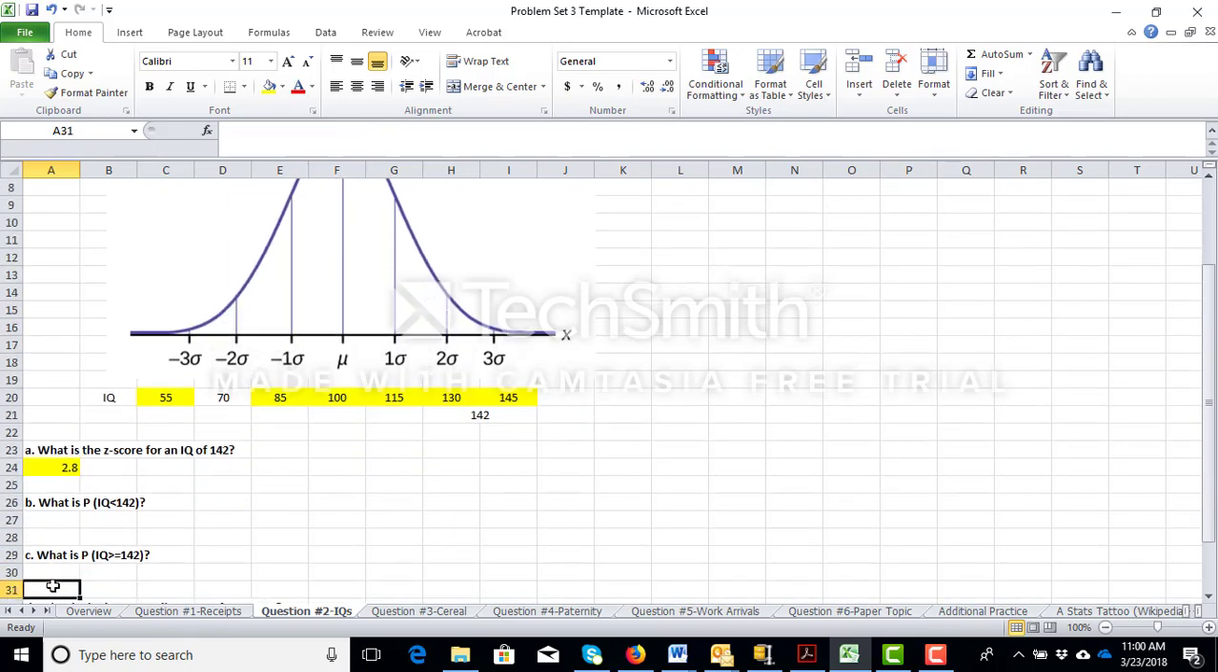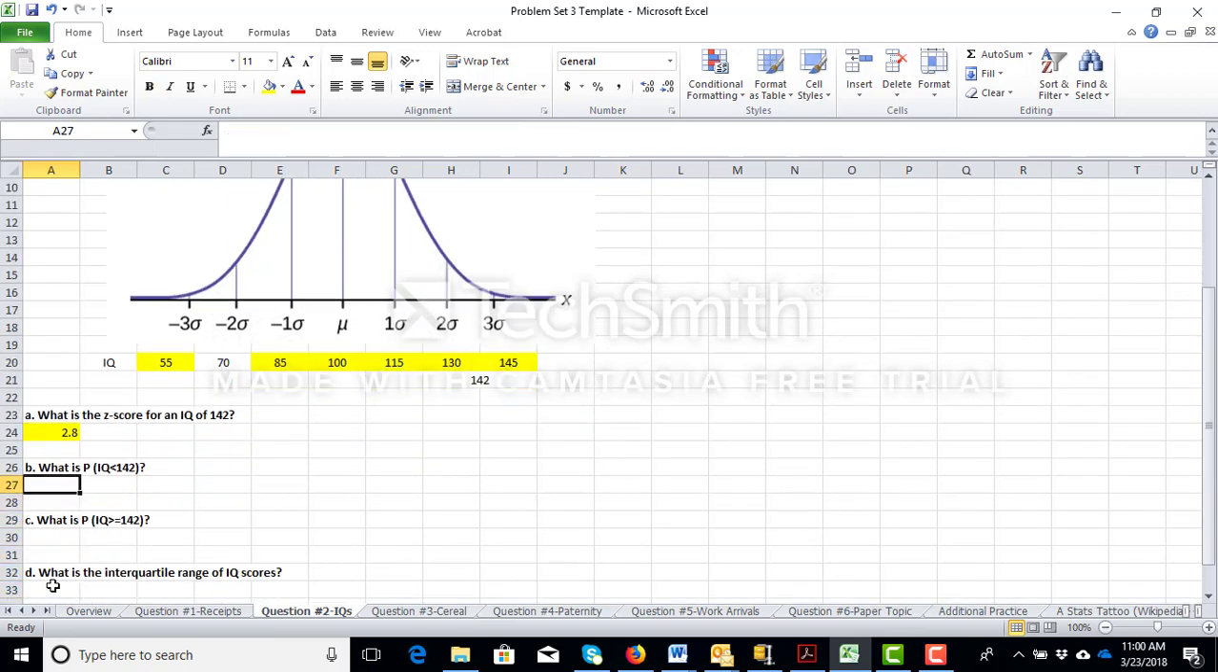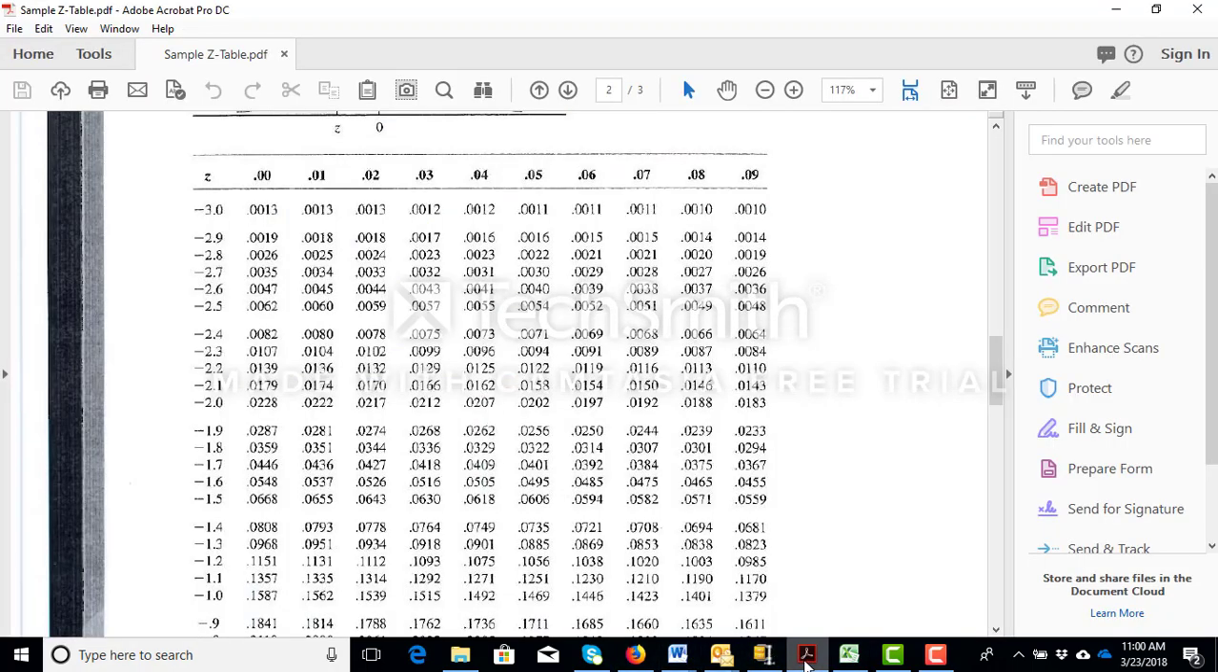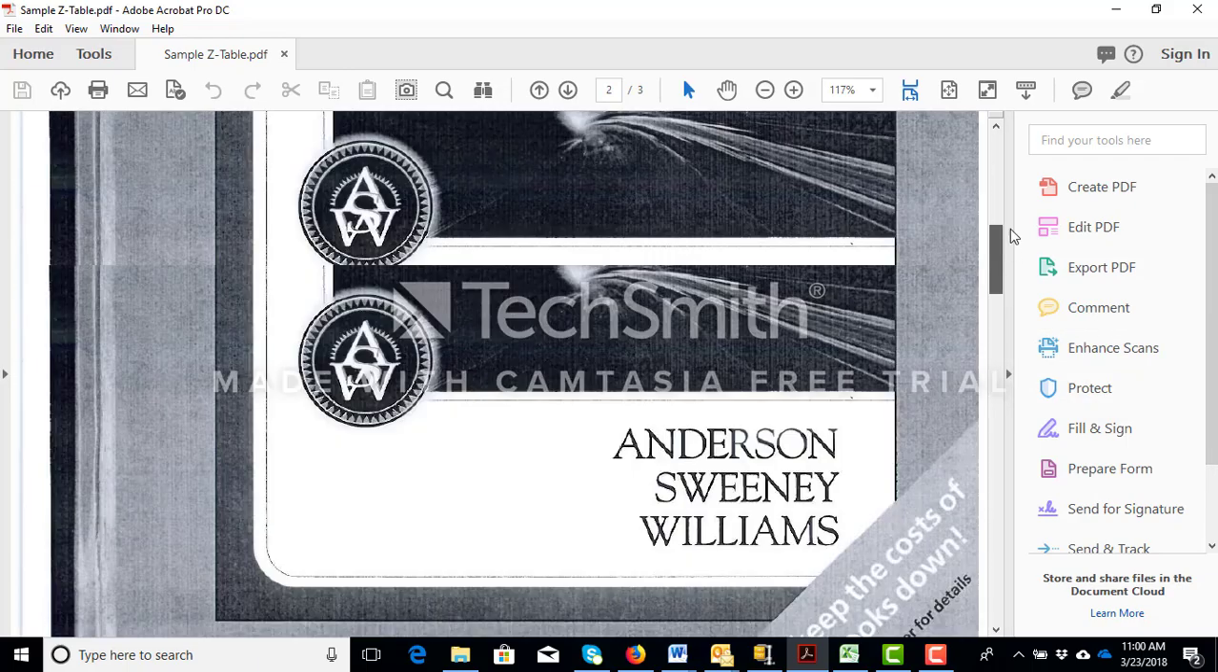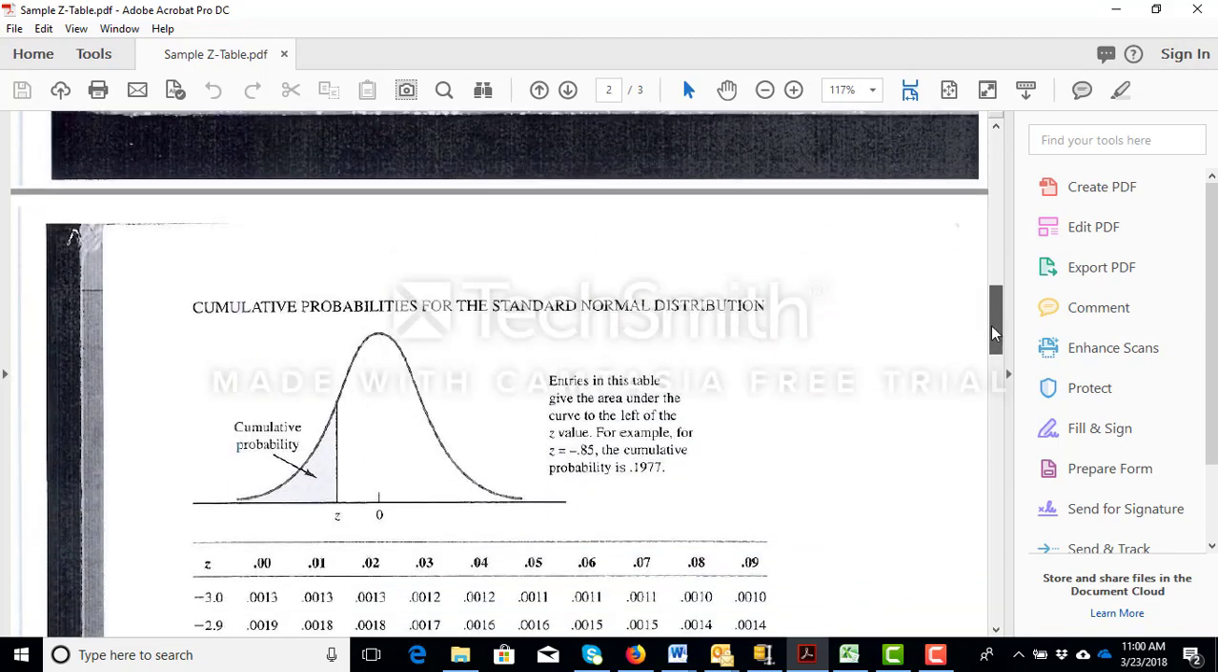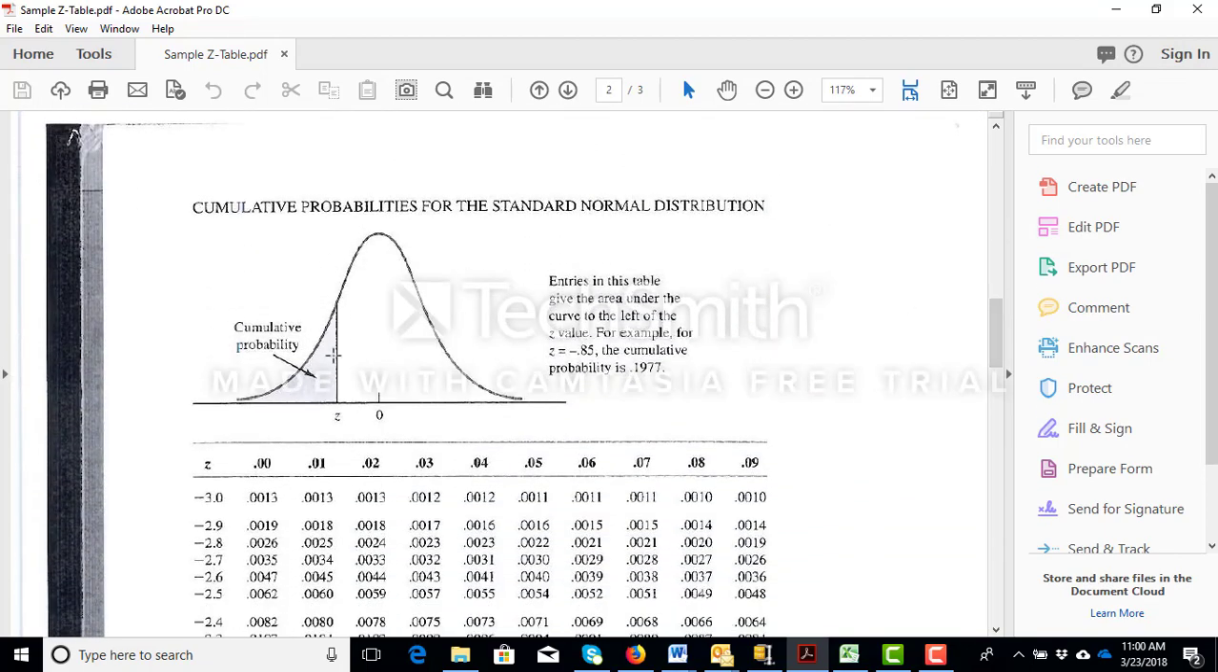Now, perhaps even more interesting, what is the probability of a person having an IQ below 142? We don't have to guess at this. And this is where our z-table comes into play. This is the same table you would find in pretty much all stats textbooks. It begins with a little graphic that reminds you how the table is used. It has a shaded area here in the tail. The way we do it is we pick out the z-score that we're interested in.